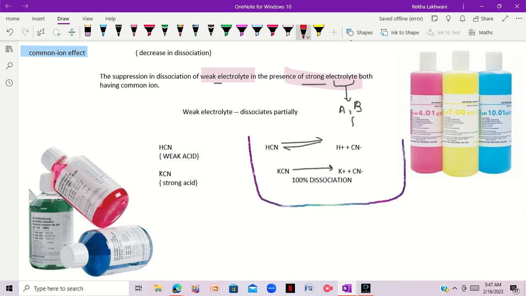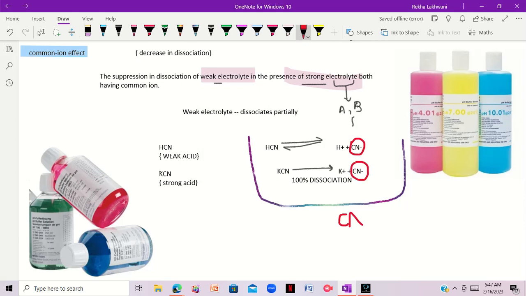Now, as I said, what is the statement about suppression? The suppression of dissociation of a weak electrolyte in the presence of a strong electrolyte, both having a common ion. This cyanide, this cyanide, both are common, right? Now what will happen in the solution? The concentration of cyanide ions will increase.